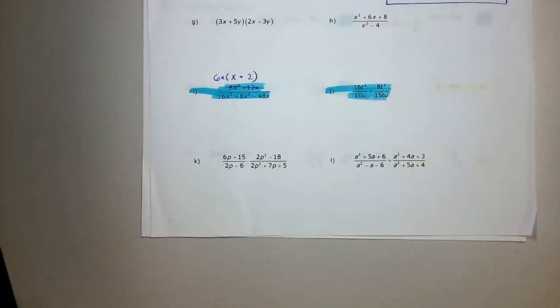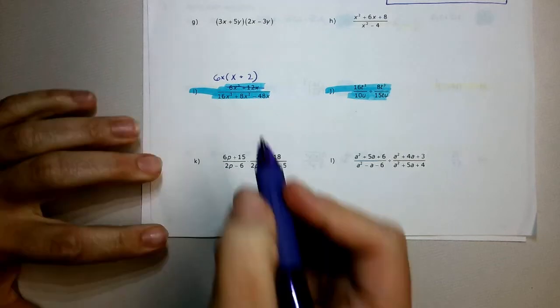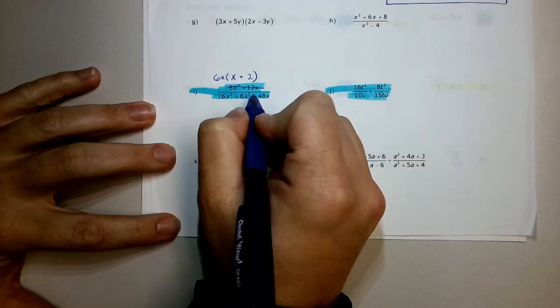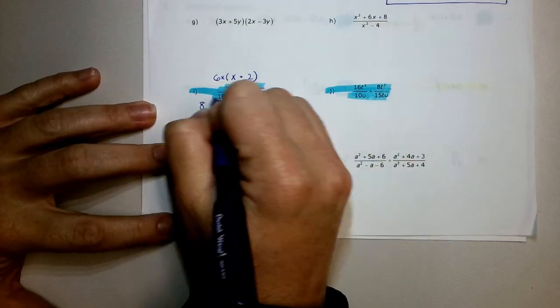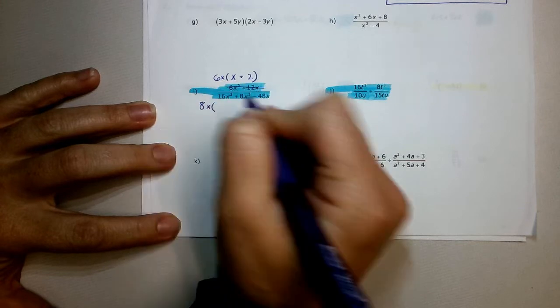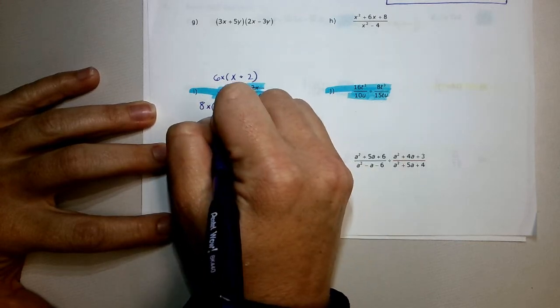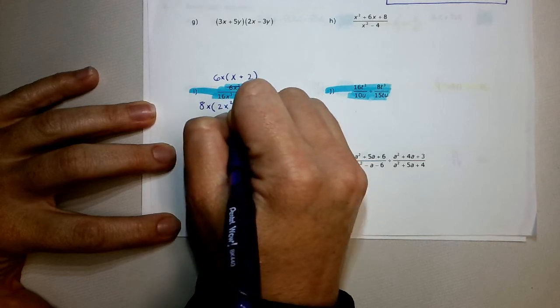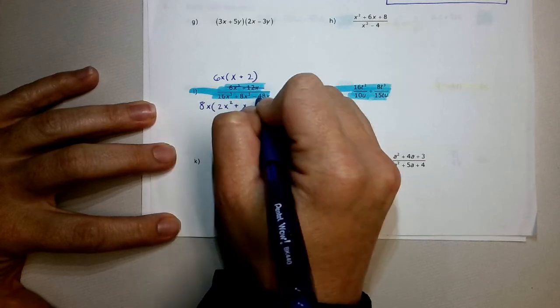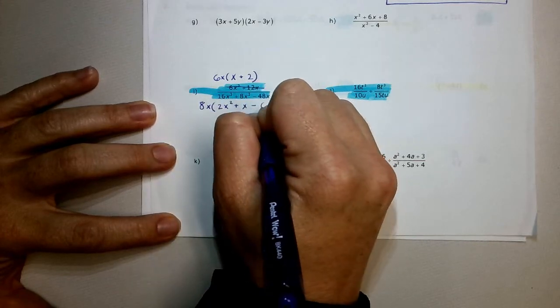Now, on the bottom, I realize that there is a GCF. 8 goes into 16 and 48, and they all have x values, so I'm going to take that out. When I take that out, I'm left with 2x squared plus x minus 6.